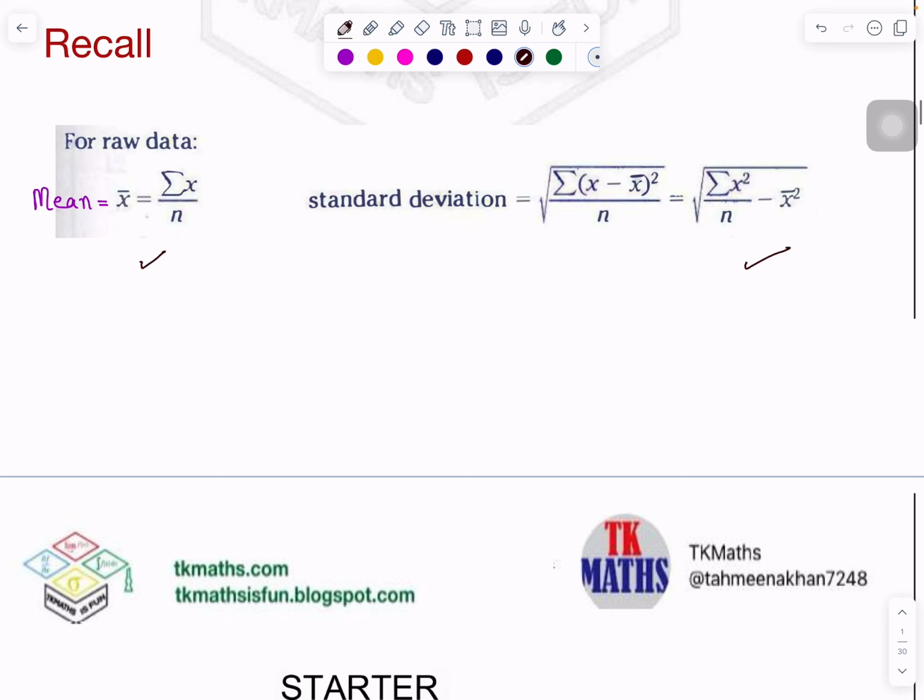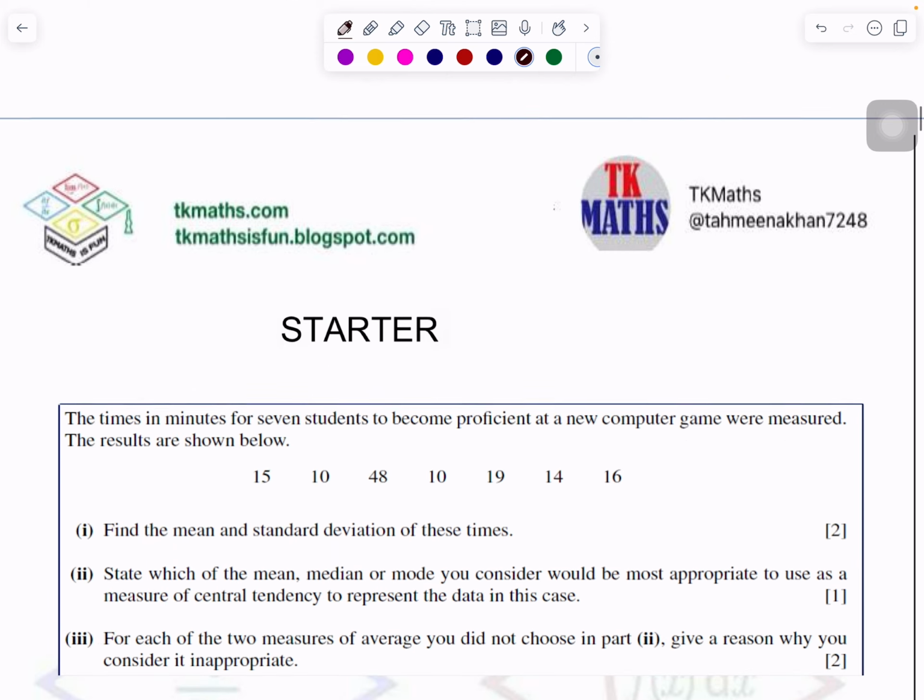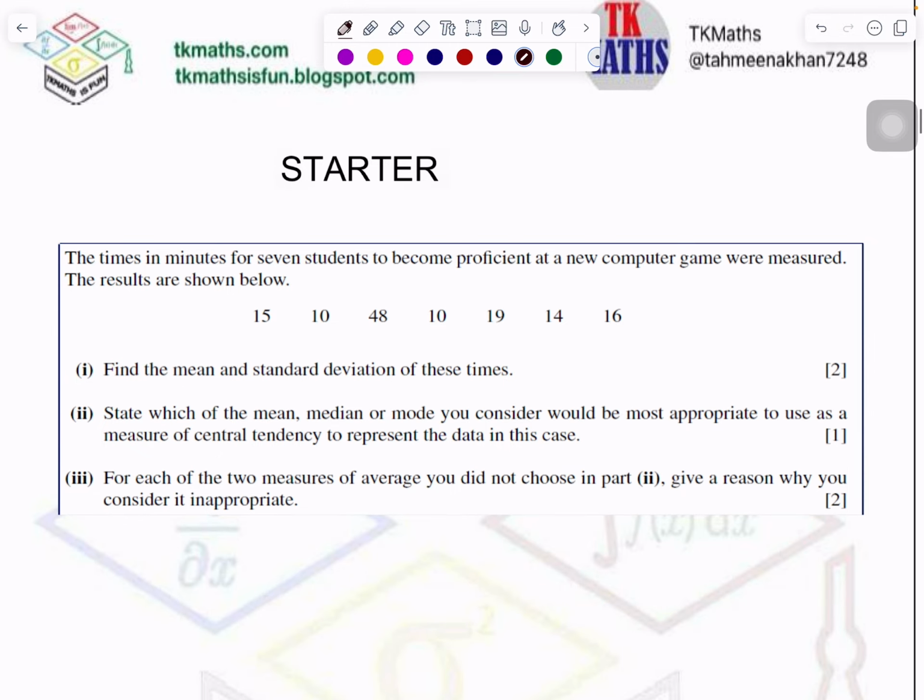Before we start coding, let's see if you remember how to apply these formulas in a question. So it is called a starter. You can put the video on pause and try to solve this question. This is the basic prerequisite. I will show you the solution of it, but you need to pause the video and try it out yourself. Okay, so I'm showing you the solution now.